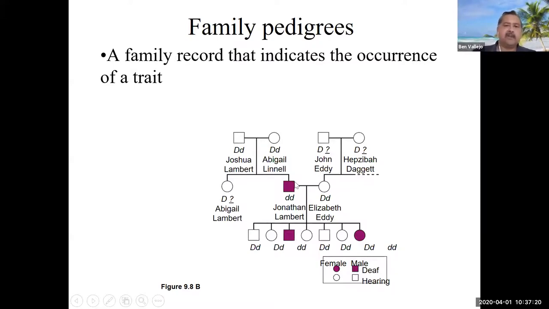And so Jonathan Lambert is deaf, and it looks like he got a little d from each of his mother and his father, and that's why he used little d, which showed the recessive deafness trait. And since his wife was heterozygous, who was not deaf, but she was a carrier for that deafness, statistically, half their kids should have had deafness, and 2 out of 7 did. So that's how you read that.